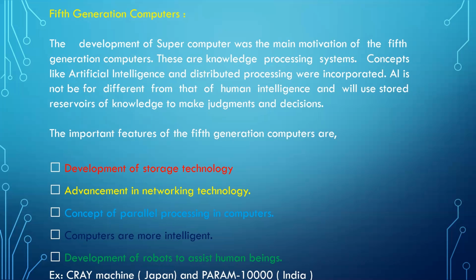It means robots are assisting the human beings in this. And the Cray machine, that is a supercomputer, was developed by Japan, and PARAM 10000 was developed by India. So this is about the five generations of computers.